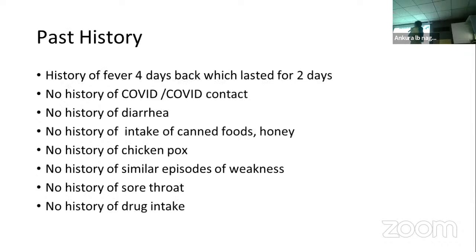Past history: the child had a history of fever 4 days back, which was attributed to viral illness and lasted for 2 days. No history of COVID infection or COVID contact. No history of diarrhea, no history of intake of canned foods and contaminated honey, no history of chicken pox, no history of similar episodes of weakness, no history of sore throat, and no history of drug intake.